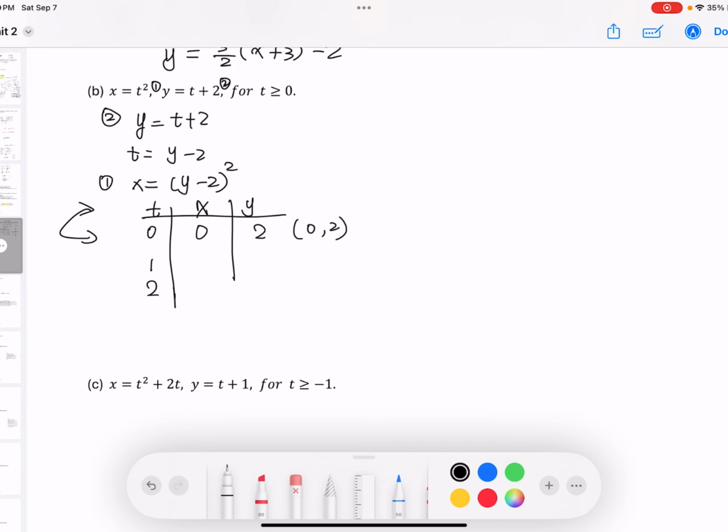Second one, t is 1, so x is equal to 1. T is 1, t plus 2 is 3. Third point, t is 2, x is equal to 4, and 2 plus 2 is 4. So the three points are (0, 2), (1, 3), and (4, 4). We have three key points.